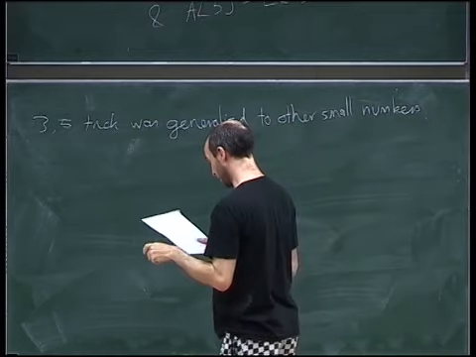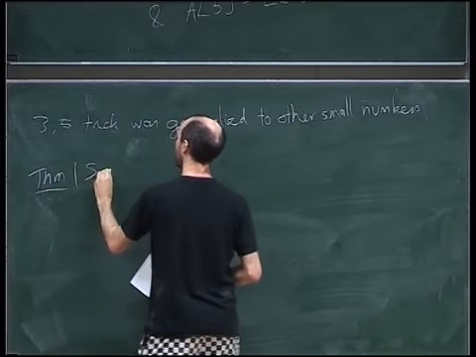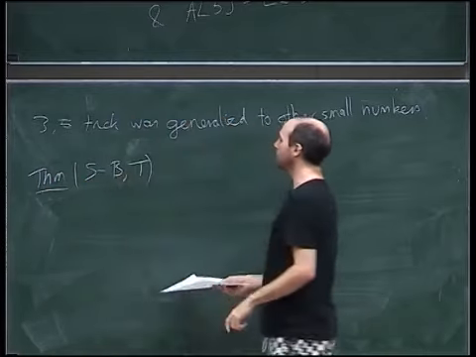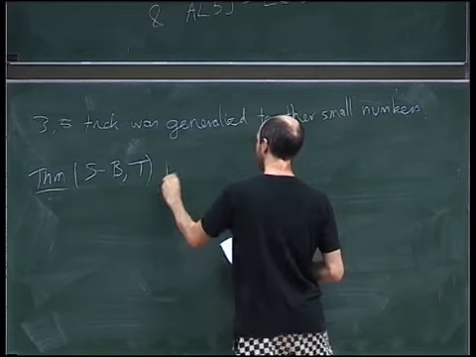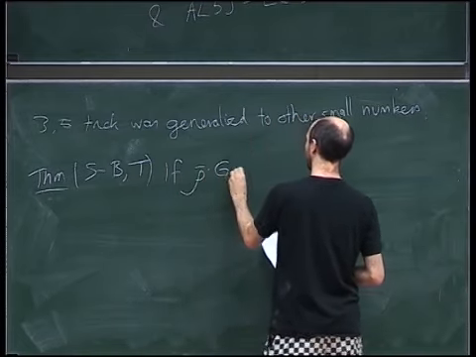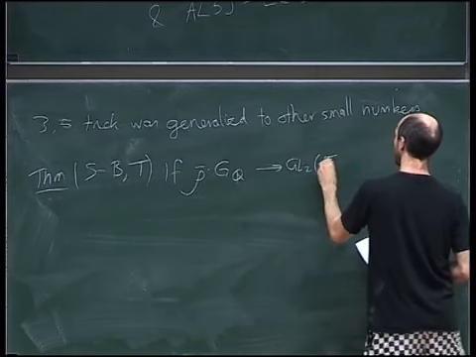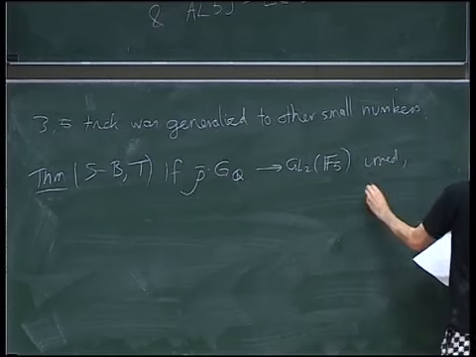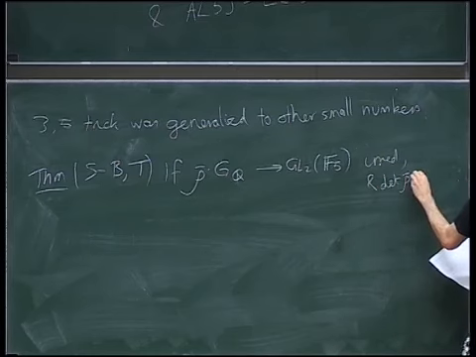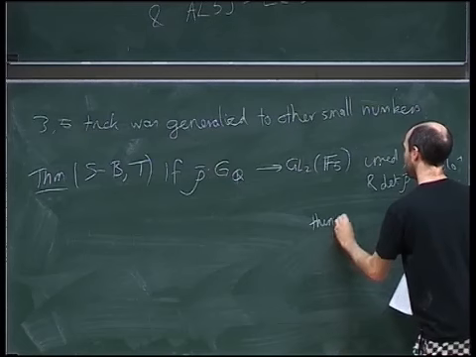An example of what I gave is a theorem of Nick Shepherd-Barron and Richard Taylor. It says that if rho bar from Gal(Q bar over Q) to GL2 of the field with 5 elements is irreducible, and det rho bar equals the cyclotomic character, well, the inverse of the cyclotomic character because of our normalizations, then rho bar is modular.